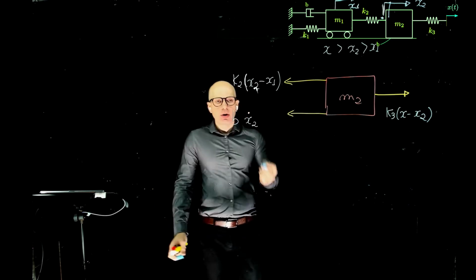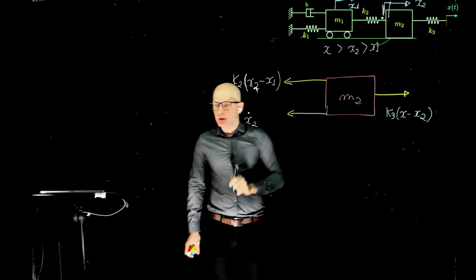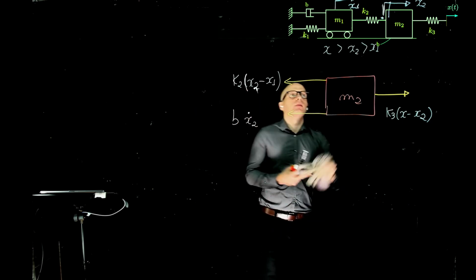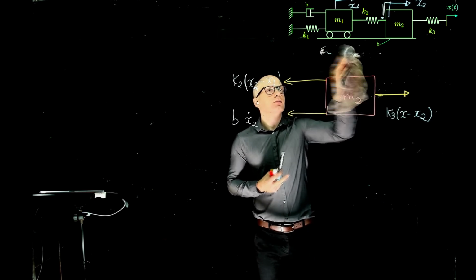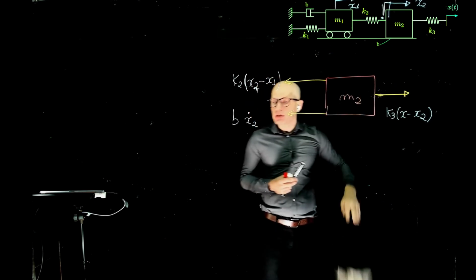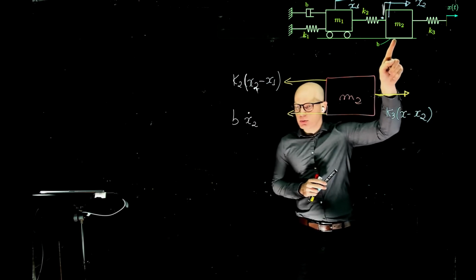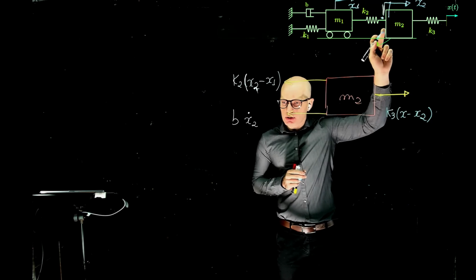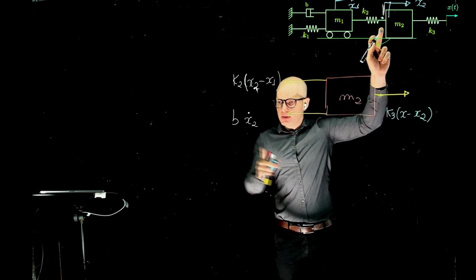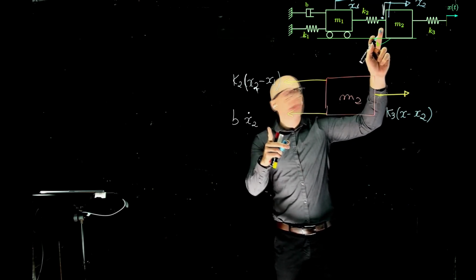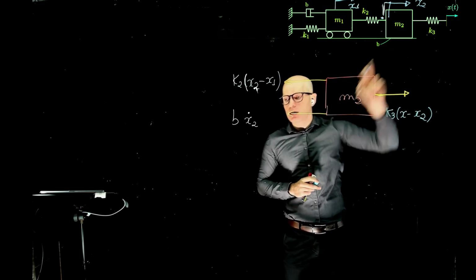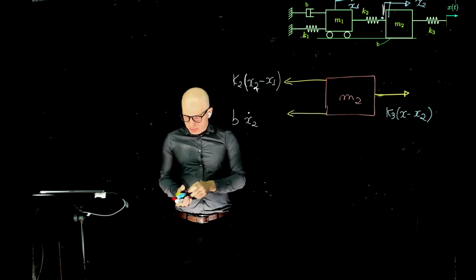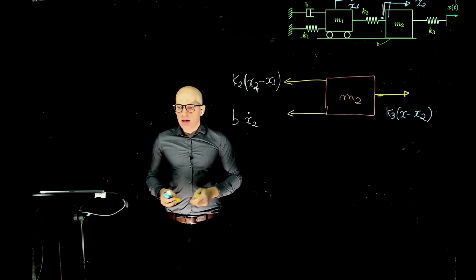Excellent. Why is this not x2 dot minus x1 dot? Because it only depends on how much M2 moves on the surface. Exactly. It only depends on the speed of the mass with respect to the surface. If this damper was between the two here, connecting the two masses, then yes, it would be x2 dot minus x1 dot, but here it is only between M2 and the surface. Excellent. Pretty good. Okay, anything else acting on this mass?